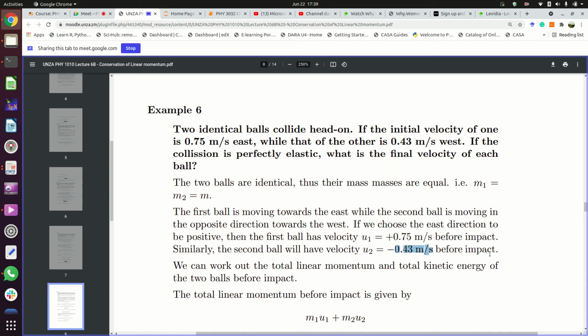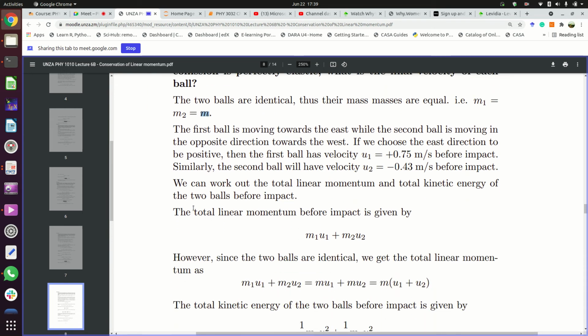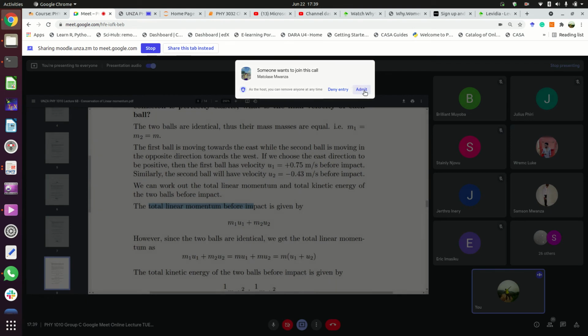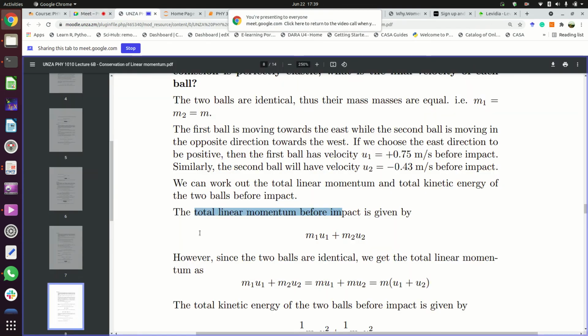So we know that the balls have identical masses. Whatever the mass is, we don't know the actual value, but what we know is that the masses of these balls are the same. We also know the velocities of these balls. One is plus 0.75 meters per second. The other ball is minus 0.43 meters per second. So with this information, we can work out what the total linear momentum is, how much motion is happening as a result of these balls moving in these directions.